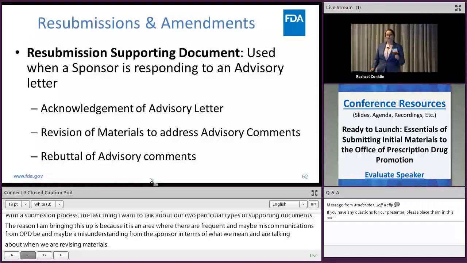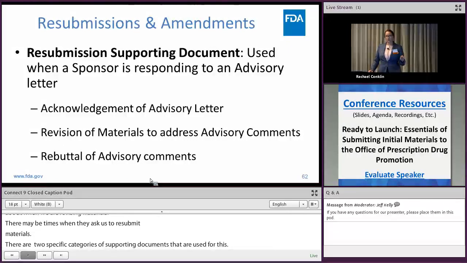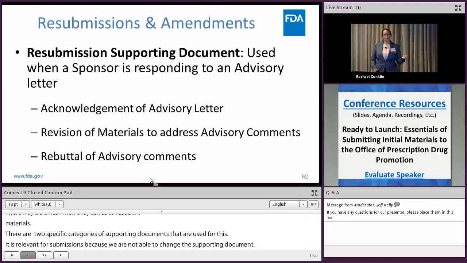And there are actually 2 specific categories of supporting documents that are used for this. It's really relevant for eCTD submissions because we're not really able to change the supporting document type in eCTD. With paper submissions, the document room can actually edit the supporting document type if it's not correct, whereas in eCTD, they cannot do that. So if the submission type is incorrect, they would actually have to reject the submission, which can result in delays.